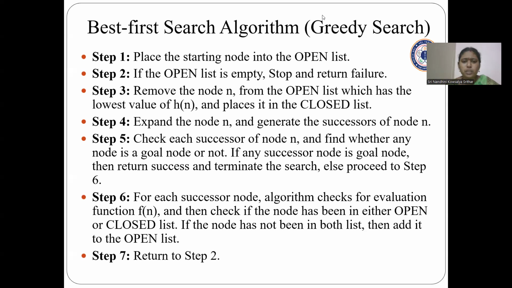Then remove the node n. Then we choose the next node using the heuristic function. If we find the node with the lesser heuristic value, it will be moved to the closed list. Other nodes are kept in the open list. At last, we find the path of the solution.